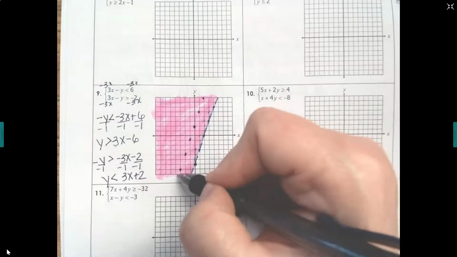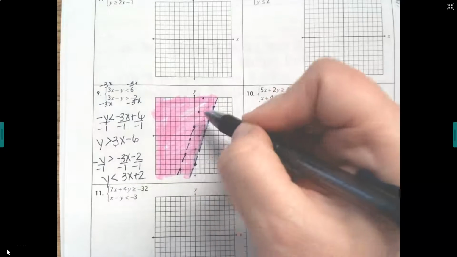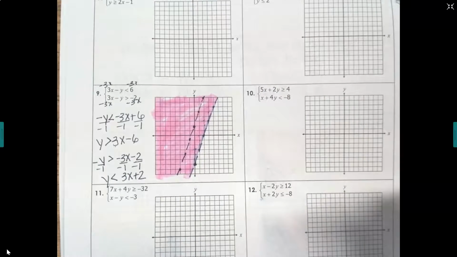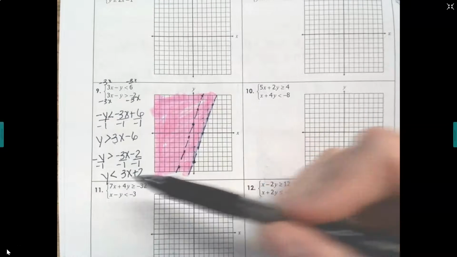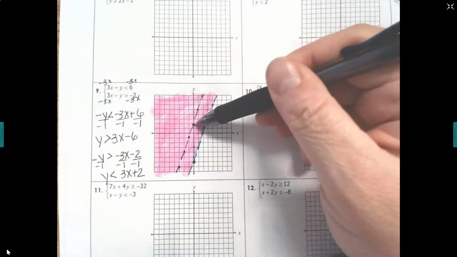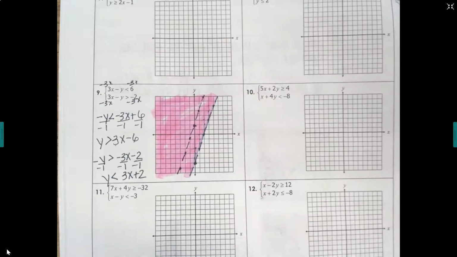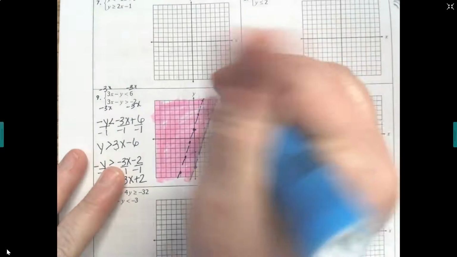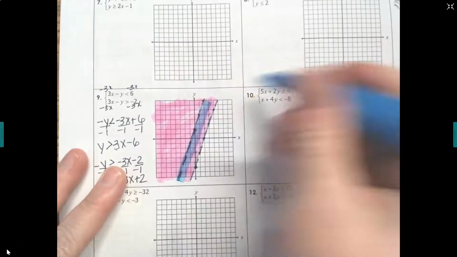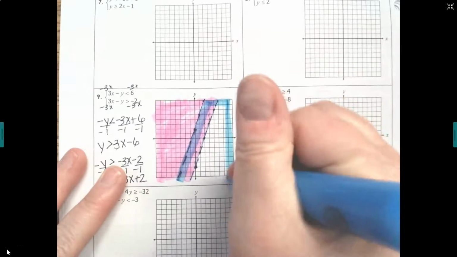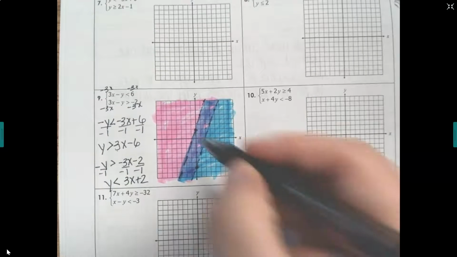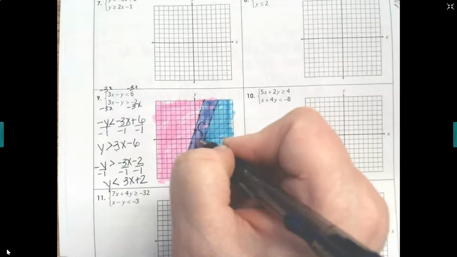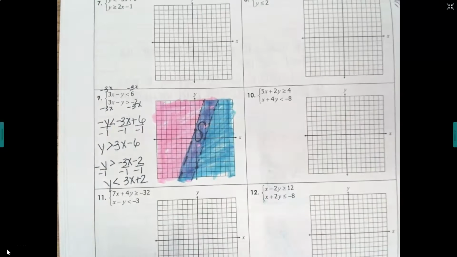Okay, this is also a dotted line. See how they're parallel? But let's look at the shading now. It says the y is less than the line. So I'm going to go to the y-intercept for this graph. Less than will be below it. So I'm going to shade below the line. And it's going to get all of this. So we can see this between the two lines is where they both are shaded. So that's our solution area right there.